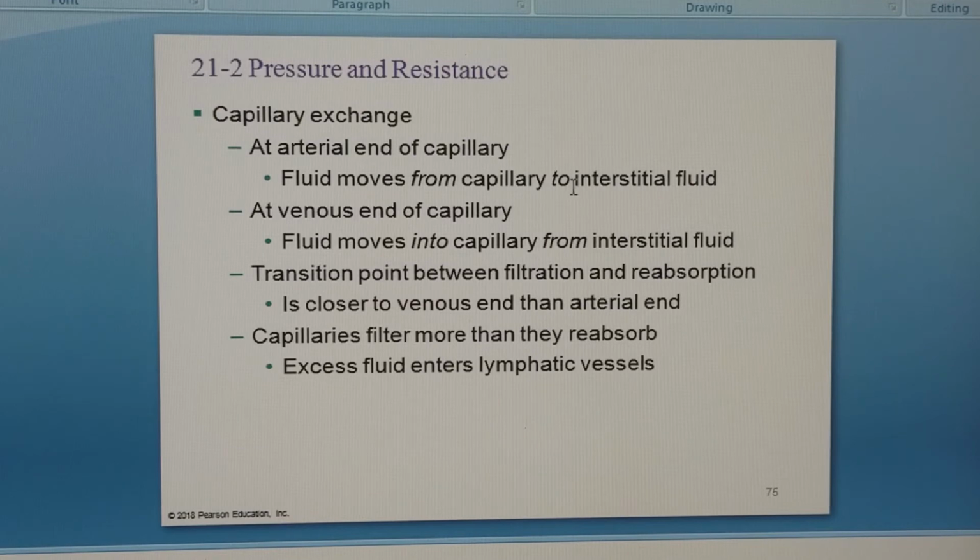Fluid moves from the capillary to the interstitial fluid: filtration. Fluid moves into the capillary from the interstitial fluid: reabsorption. The transition point between filtration and reabsorption is closer to the venous end than the arterial end. Capillaries filter more than they absorb, which we've already discussed, and some of that excess gets picked up by the lymphatic vessels.